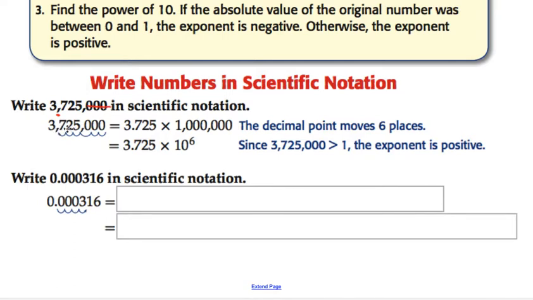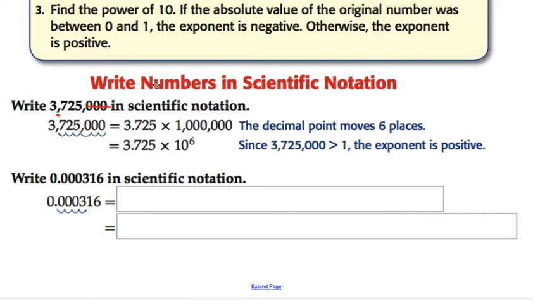So how many places did we move? We actually moved 6 places, and that's why that is a 6. To determine whether this is positive or negative, since this number we started with is bigger than 1, this is a positive exponent. If it's less than 1, if you look at this number, this is a decimal number, and all decimal numbers like this are less than 1, this will have a negative exponent.